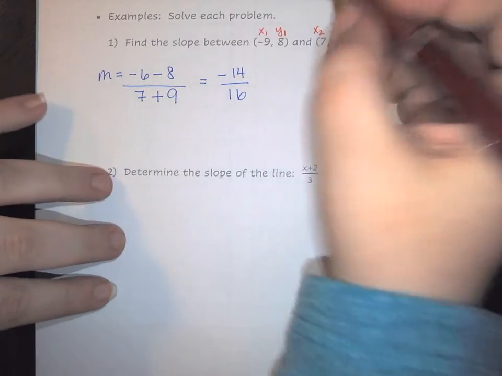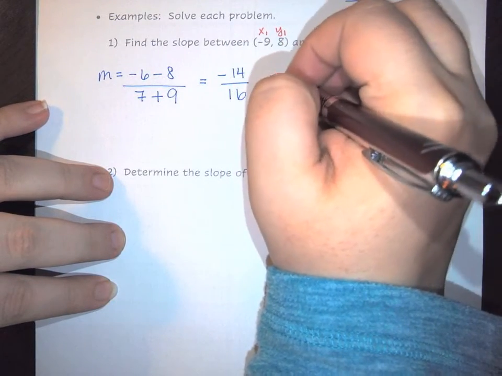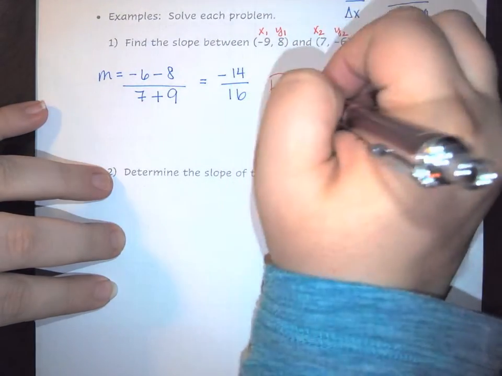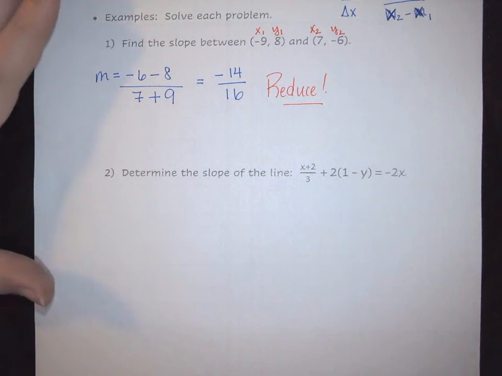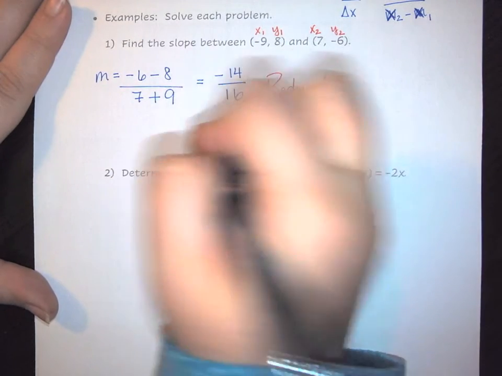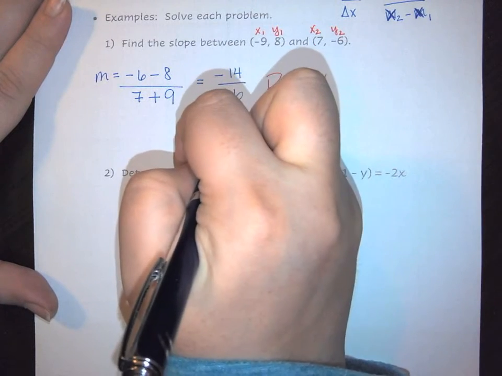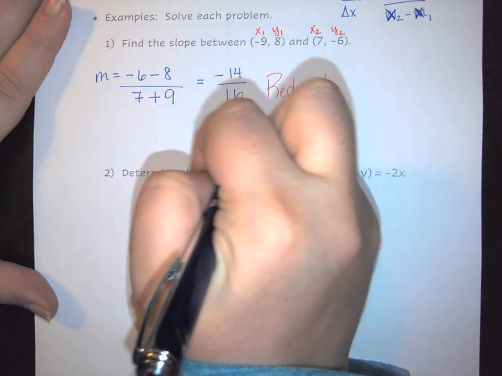Now, the biggest thing we need to remember with that is you must reduce always. So here we can't just leave it as 14 over 16. We would have to reduce that down. And so here we would end up with negative 7 over 8.